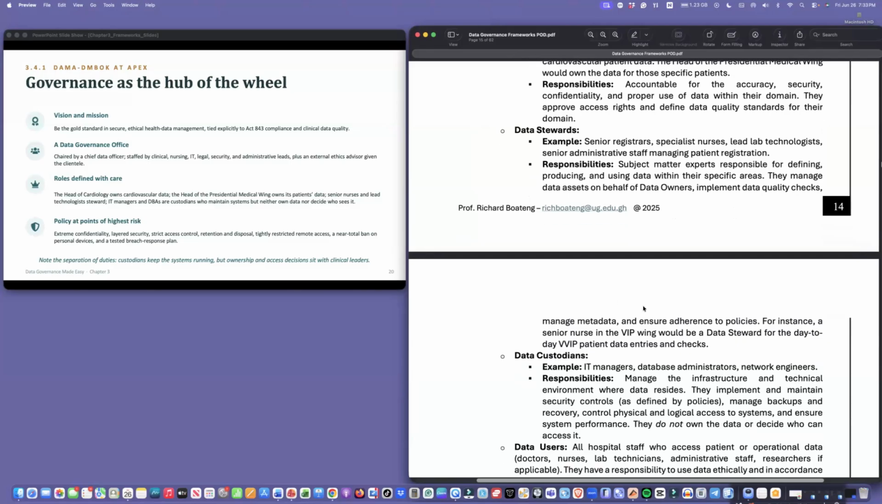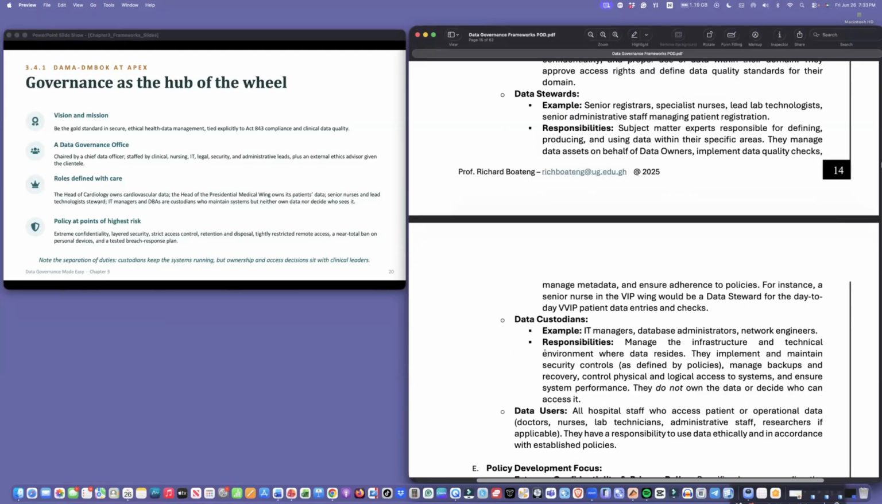For instance, a senior nurse in the VIP wing will be a data steward for the day-to-day VIP patient data entries and clicks. Part of what they do in a hospital like this, they give money to people to go and upgrade skills in data management and IT related courses, because they don't want to bring just an IT officer just to come and manage data of this one. So the employees there are multifunctional in the technical knowledge of medicine, and then in the technical knowledge in basic IT or data management or related IT governance issues.